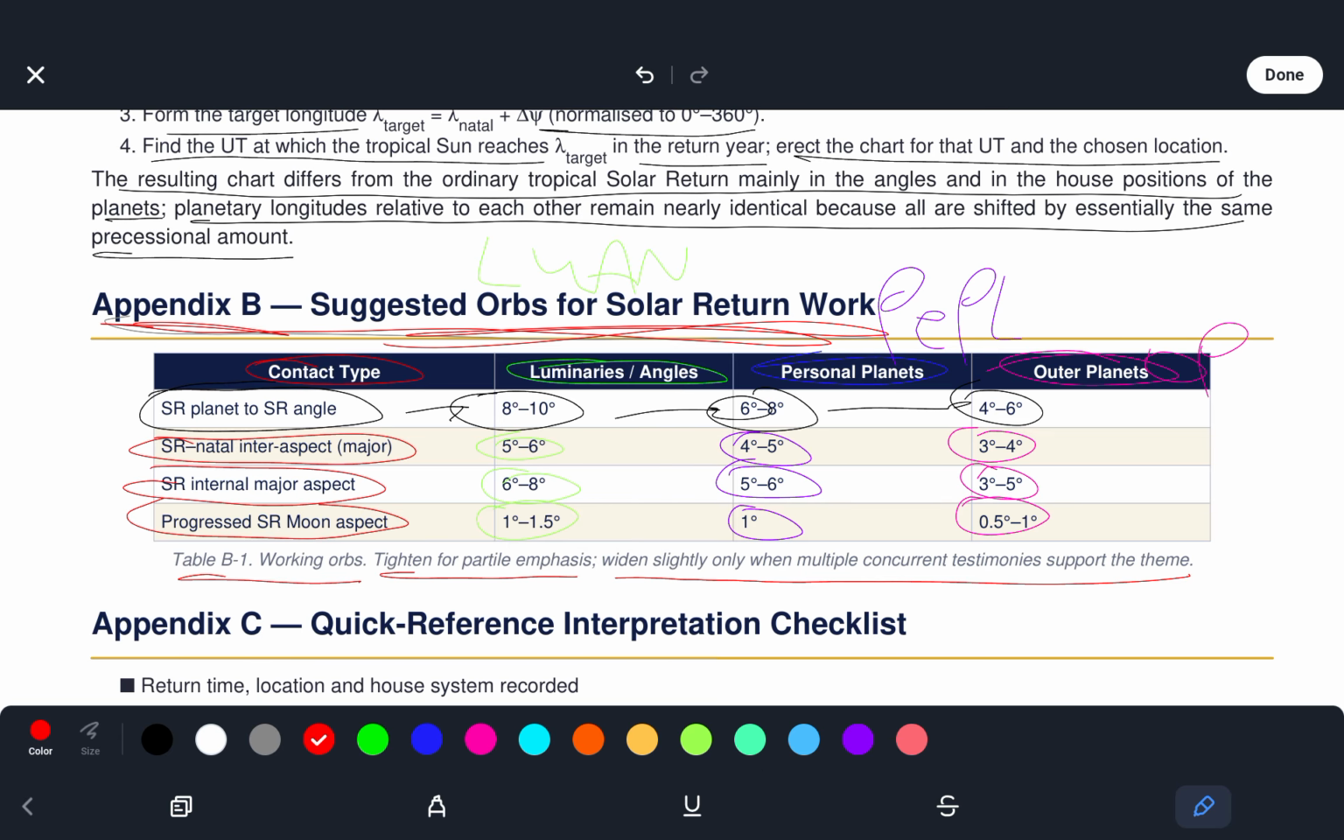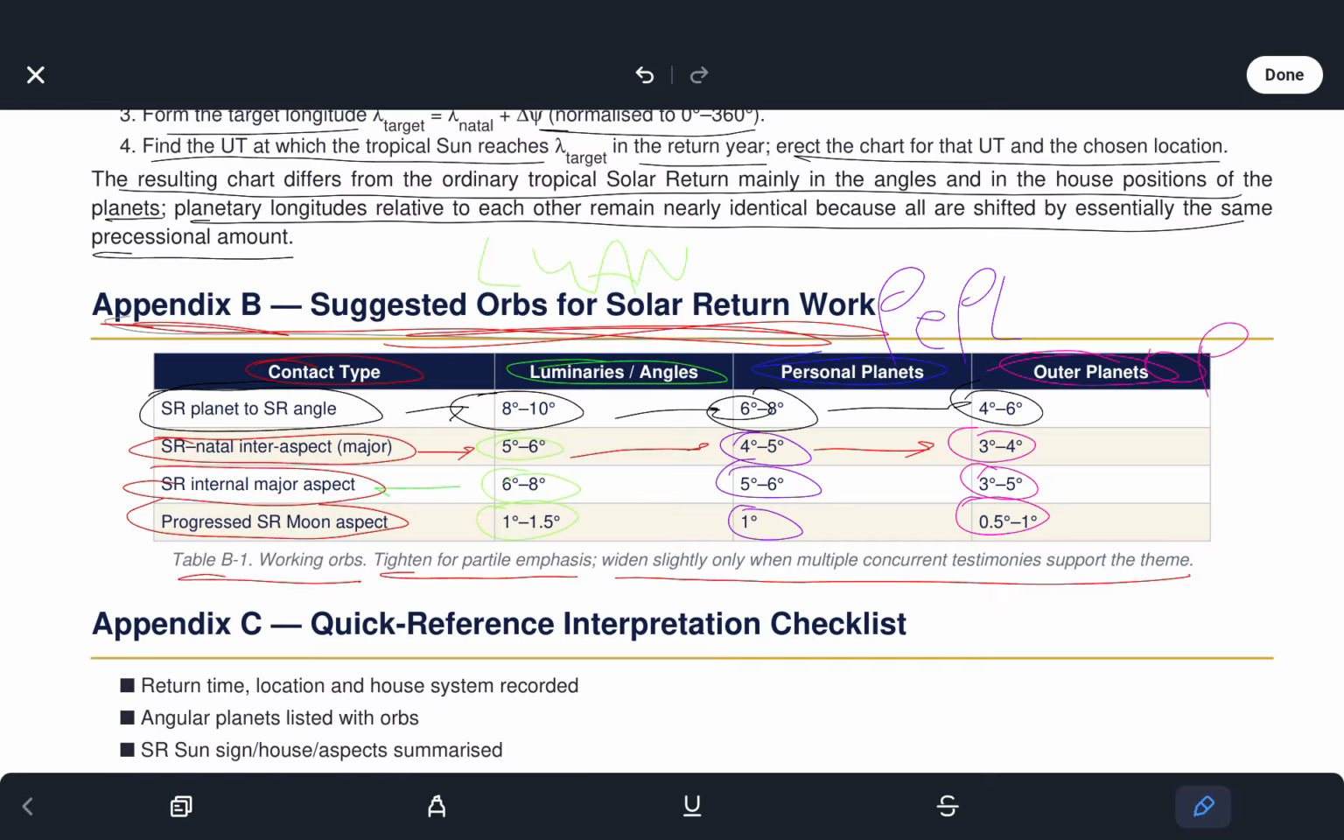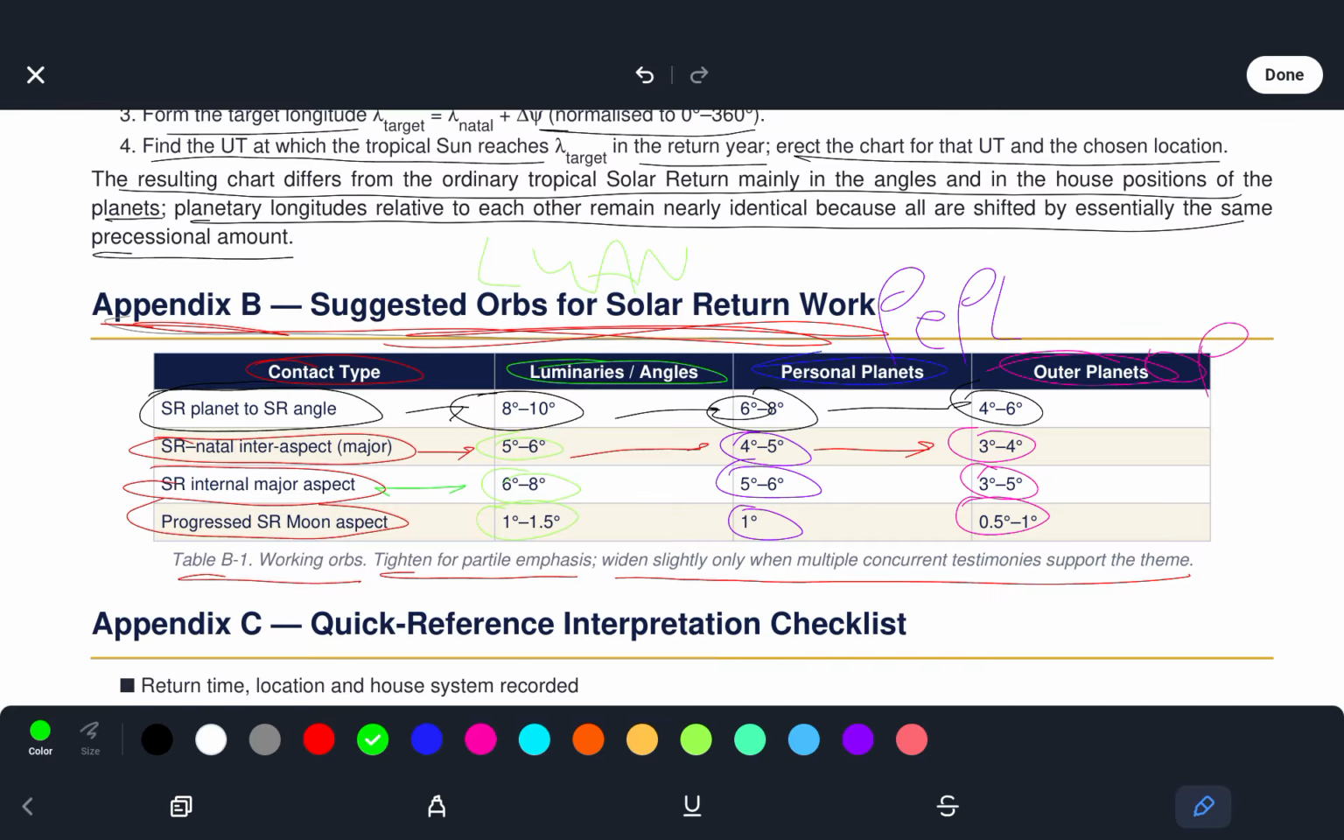For the SR natal interaspect major, I'm calling it 5 to 6 degrees for luminaries and angles, 4 to 5 degrees for personal planets, and 3 to 4 degrees for outer planets. For SR internal major aspects, 6 to 8 degrees for luminaries and angles, 5 to 6 degrees for personal planets, and 3 to 5 degrees for outer planets. For progressed SR moon aspects, we see 1 to 1.5 degrees for luminaries and angles, personal planets 1 degree, outer planets 0.5 to 1 degree.